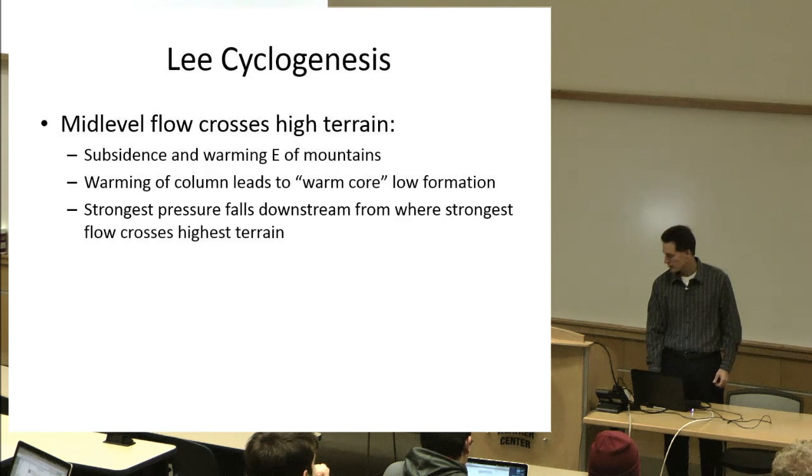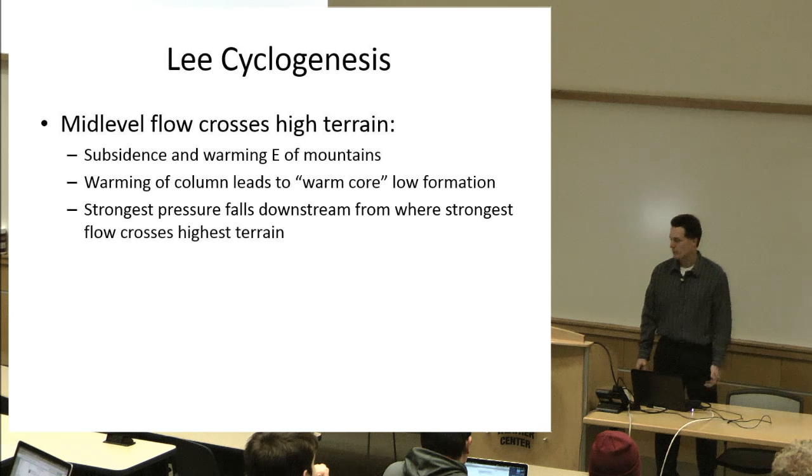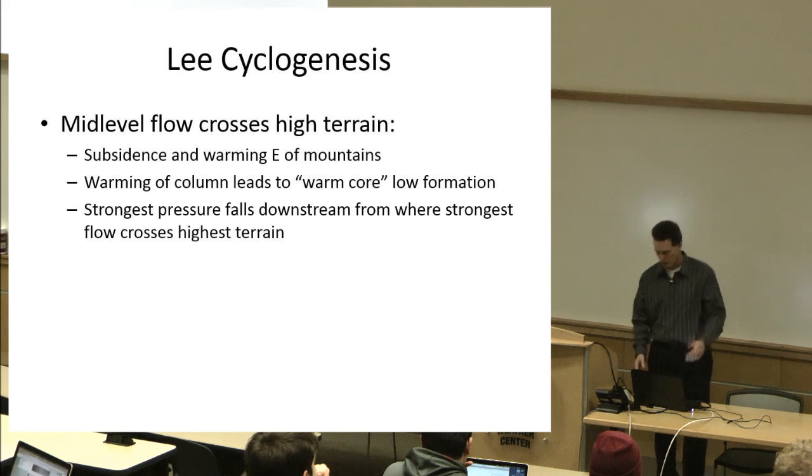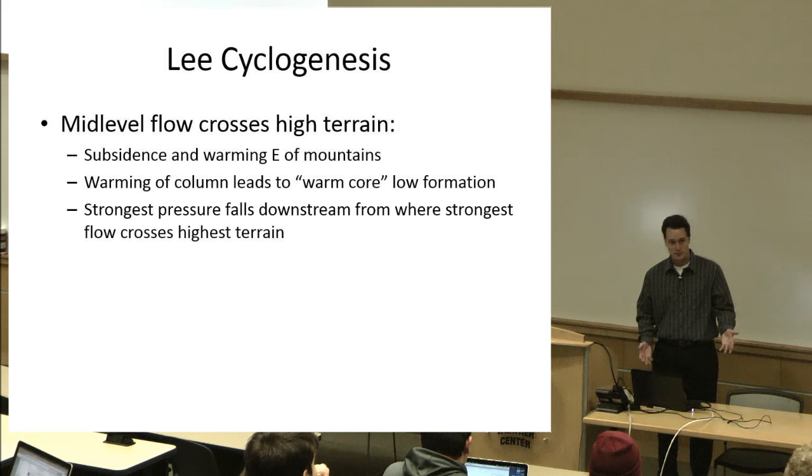All right, lee cyclogenesis. Go back over that. You have subsidence and warming air. It goes up the west side of the mountains, comes down the east side. It warms, it dries. We create a warm core low or a trough east of the Rocky Mountains. That results in pressure falls, draws air in from the south.